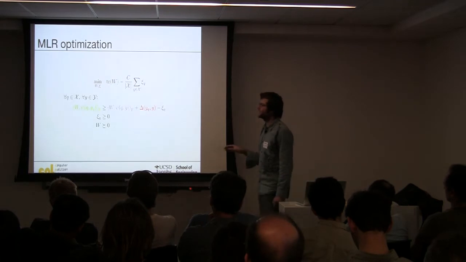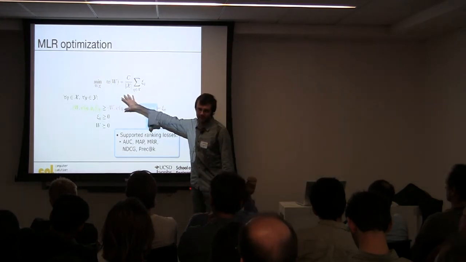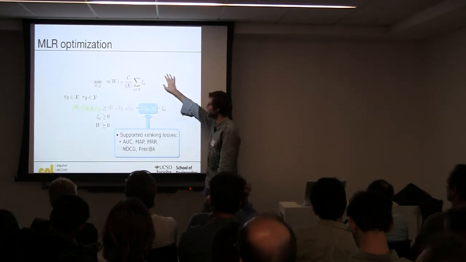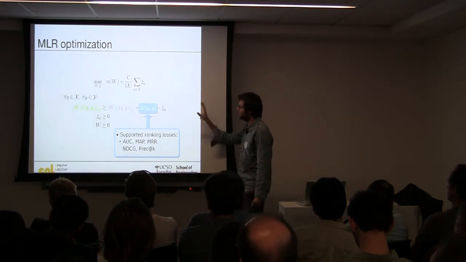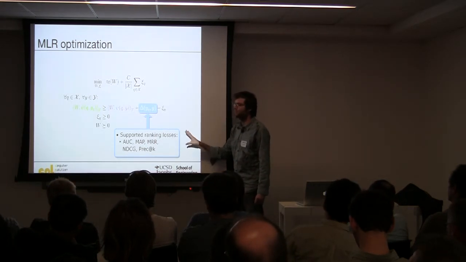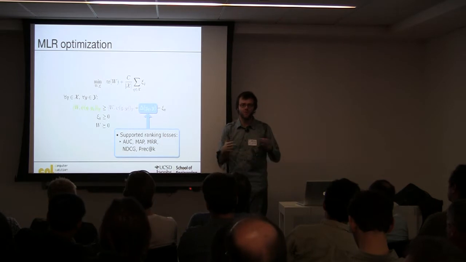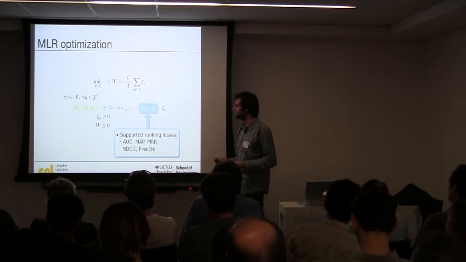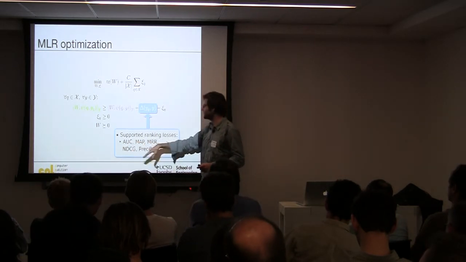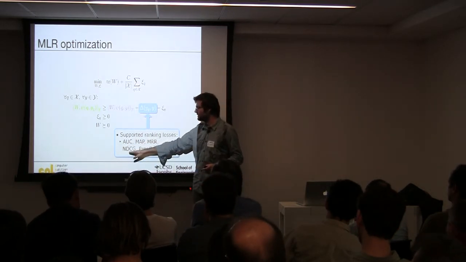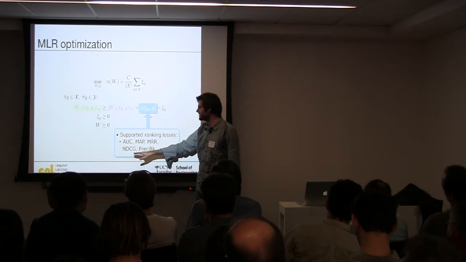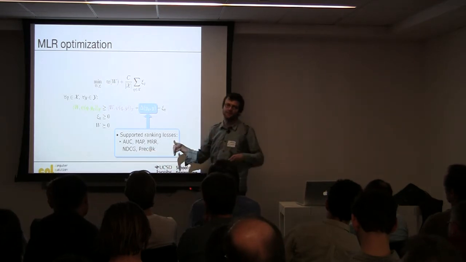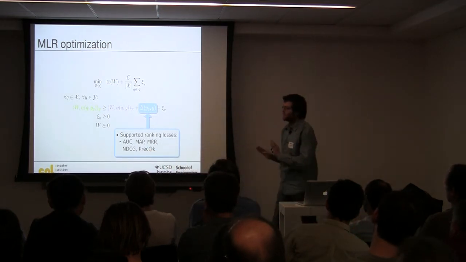Without going into any further detail, this is how it looks mathematically. It doesn't really matter at this point. The only thing I want to say is that it allows us to optimize rankings according to a whole suite of typical ranking loss functions used in information retrieval. Not only area under the curve, but also things like MAP, NDCG, which a lot of search engines try to optimize, precision at K, et cetera. So that's one of the nice things.